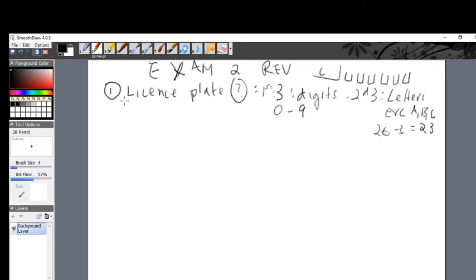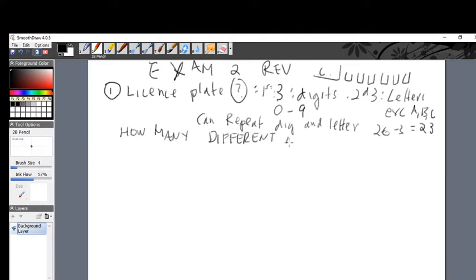So the question is, how many different license plates can you make? You can repeat digits, and you can repeat the letters. You can have D right after D, whatever it is. So how many different license plates can you make out of this?